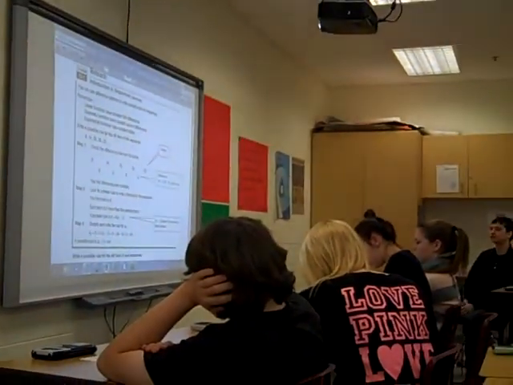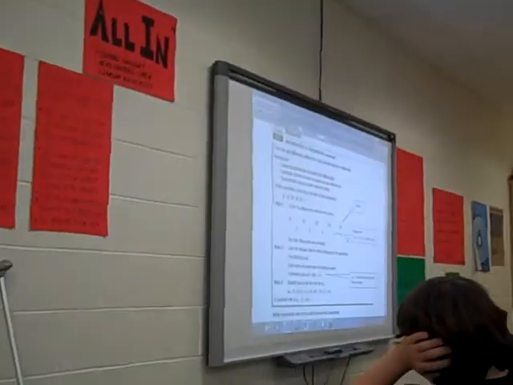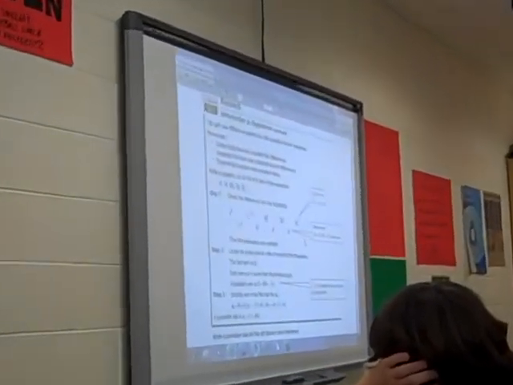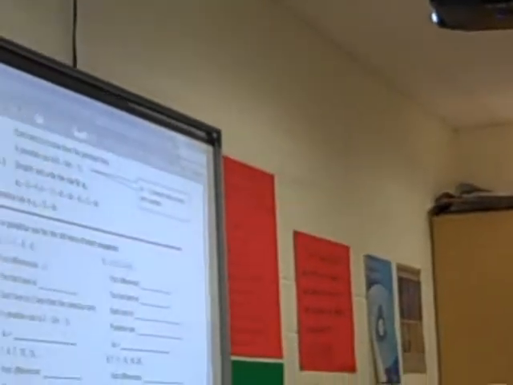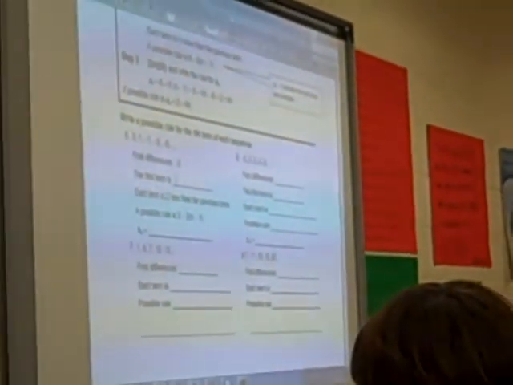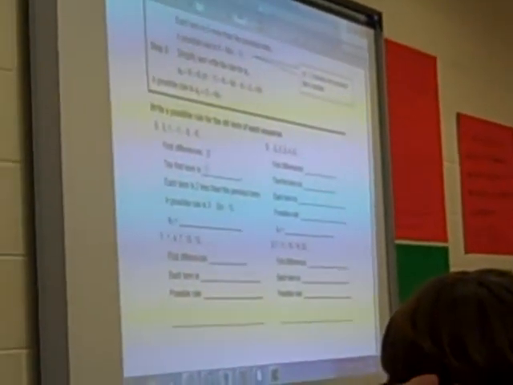It says write a possible rule for the nth term of the sequence. We have 8, 14, 20, 26, and 32. What do you notice here? These numbers are increasing by 6 each time. That means the first differences are constant. So that means we're talking about a linear relationship. Okay? Now, let's take a look here and see if we can write these rules.